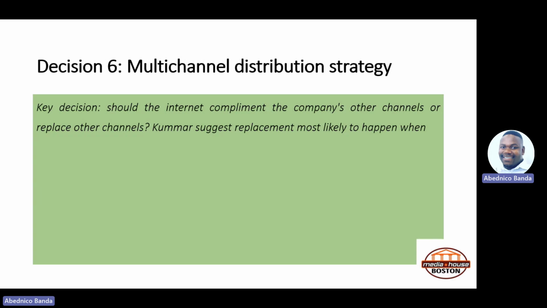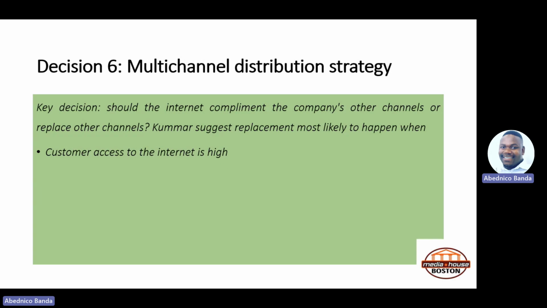So it is not only the internet that can complement the company's other channels, but other channels can actually complement the internet. So when is replacement most likely to happen? If you want to completely move to the digital platform, if you want a 100% digital migration, customers need to access the internet. So customer access has to be very high. Almost everyone in the communities must be able to access the internet, which is currently tricky in South Africa because of the economic and social factors and technological factors.